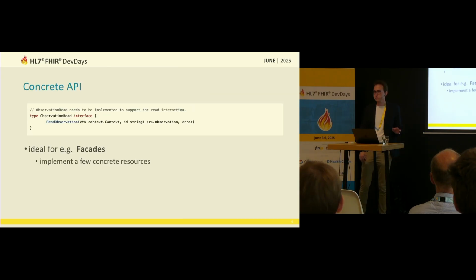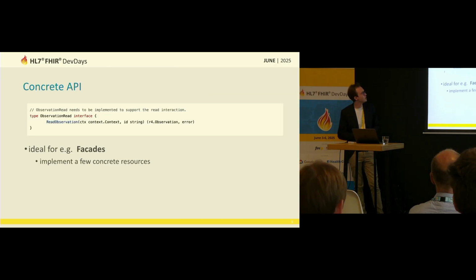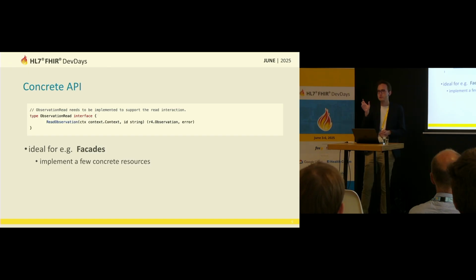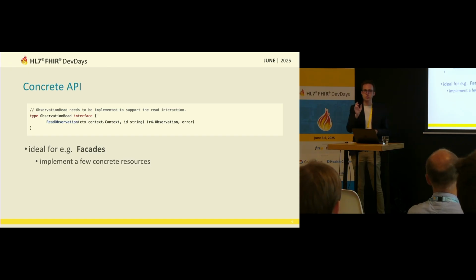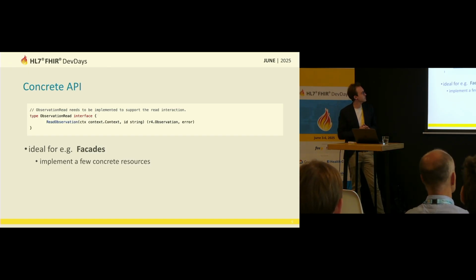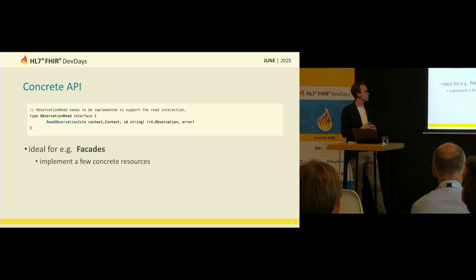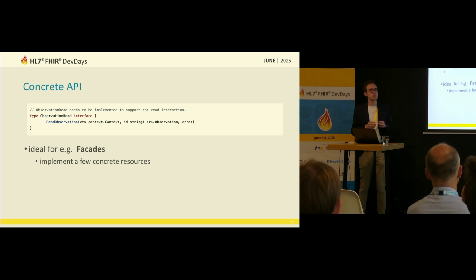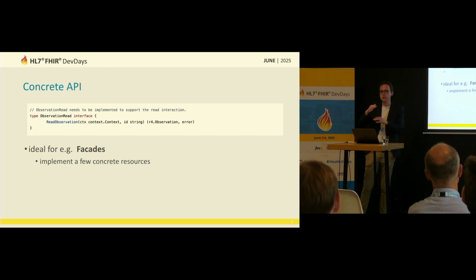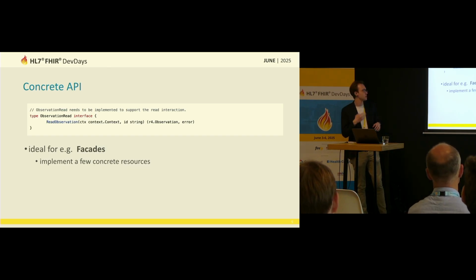What I showed you so far is what we call the concrete API, where you have individual interfaces for each resource type and interaction you try to implement. This is ideal for building facades, like I showed you, where you have custom backend implementations for the individual resource types because you need to implement different SQL queries or whatever, depending on where your data comes from.